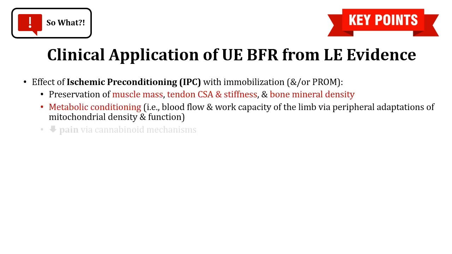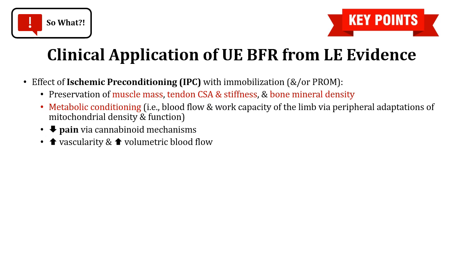Well, I think these highlight the power of ischemic preconditioning with the immobilization of the upper extremity and/or in the presence of passive range of motion. There's a preservation of muscle mass, tendon cross-sectional area and stiffness, and even a preservation of bone mineral density. The metabolic conditioning also, so blood flow restriction training increases the work capacity of the limb via peripheral adaptations of mitochondrial density and function.